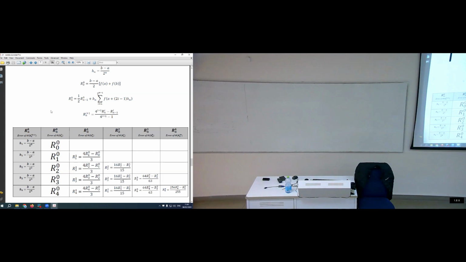What will converge faster? Going this way, doing this method, or just like we did in the exercise, where we just took more n.